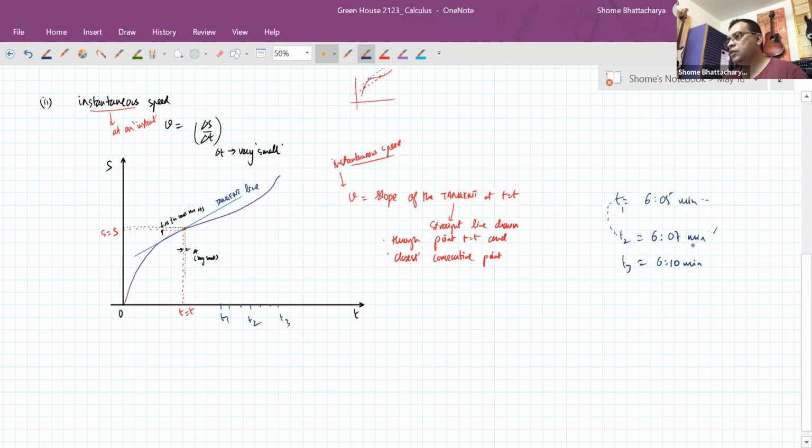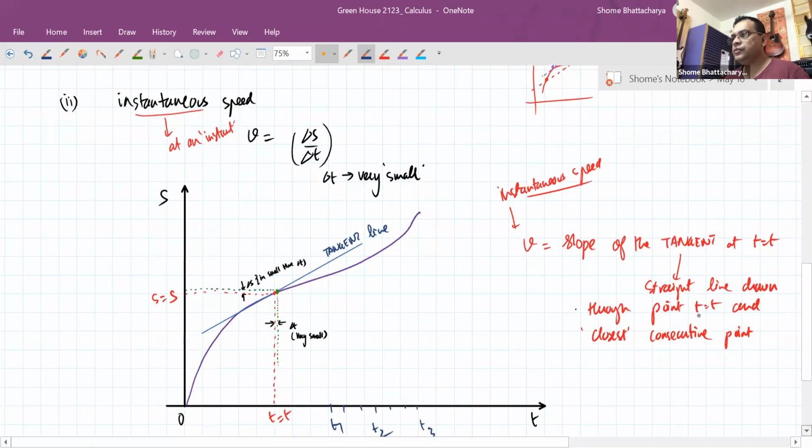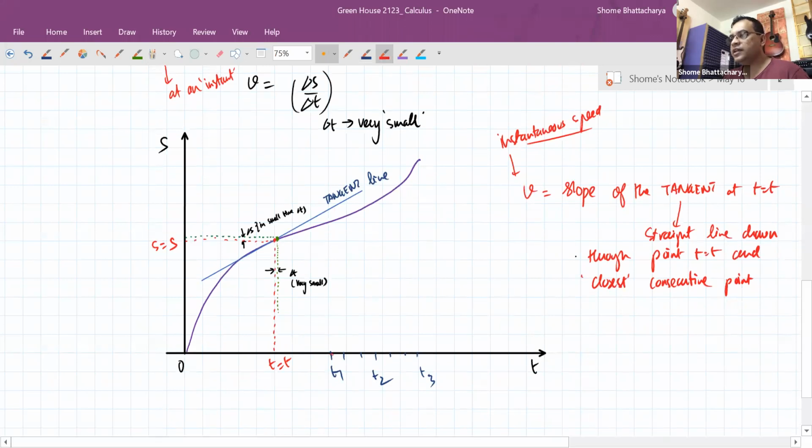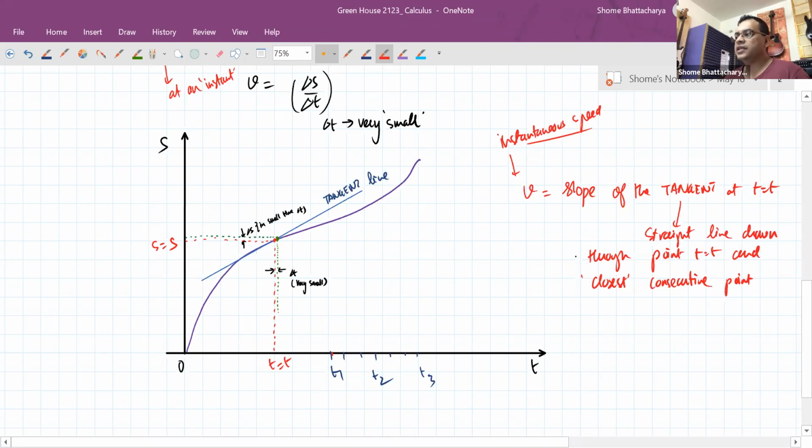Understood, no? Yes. But now let's say my T1 is equal to 6 hours and 5 minutes, over here. Now I plot another time which is like 1 millisecond after this. So then that would be very close to this, no? That would be almost the next consecutive point on the graph. So between 6 hours and 5 minutes exactly, and 6 hours and 5 minutes and 1 millisecond.